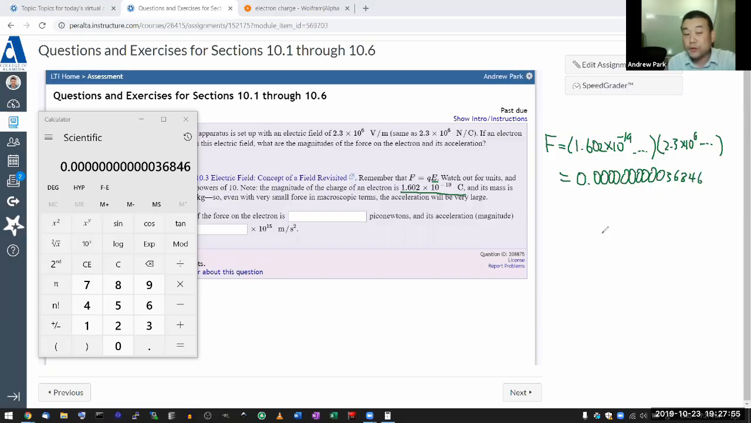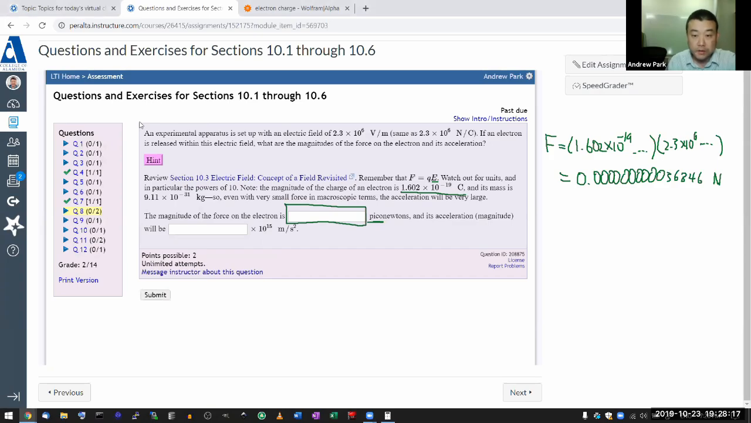Now, if you were to put this in here, it would tell you that that answer is wrong. It's because this is in units of newtons, but what the question is asking for is in units of piconewtons. So you need to convert newtons into piconewtons. This is where you need to begin to know the metric prefixes, or SI prefixes. And if you don't remember what pico stands for, this is where you can find it.